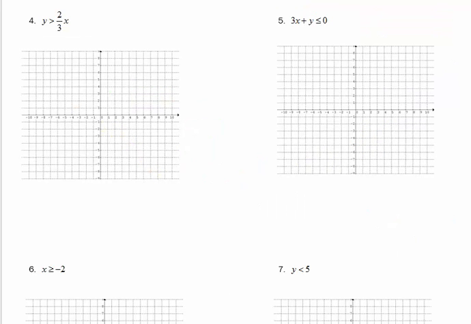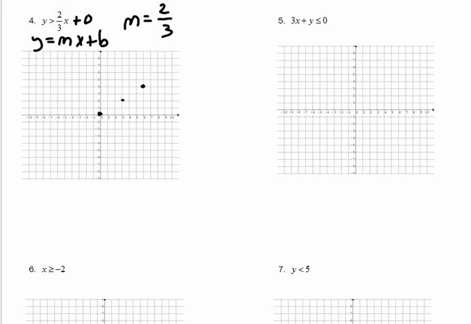Let's try number 4, y being greater than 2/3 x. This is in the form of y equals mx plus b if we pretend we have an equal sign. The b is not there, so the b has to be 0. So I'll start at 0. My slope is 2/3, so that tells me I will go up 2 and then to the right 3. Up 2 and to the right 3.